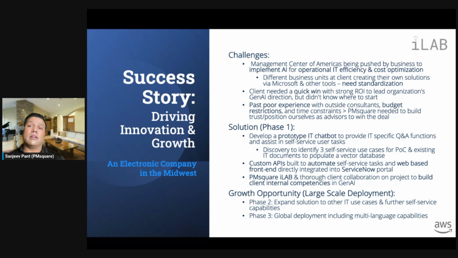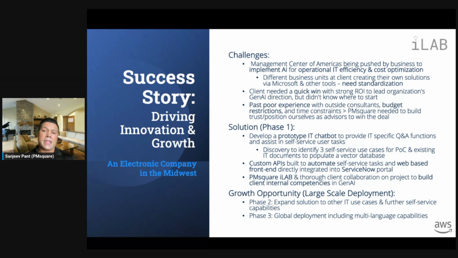So the customer was being pushed to implement AI for operational IT efficiency and cost optimization. The customer really wanted a quick win with a strong ROI to lead the organization's generative AI direction, but didn't know where to start. Past experiences with outside consultants and budget restrictions were a big thing for them.